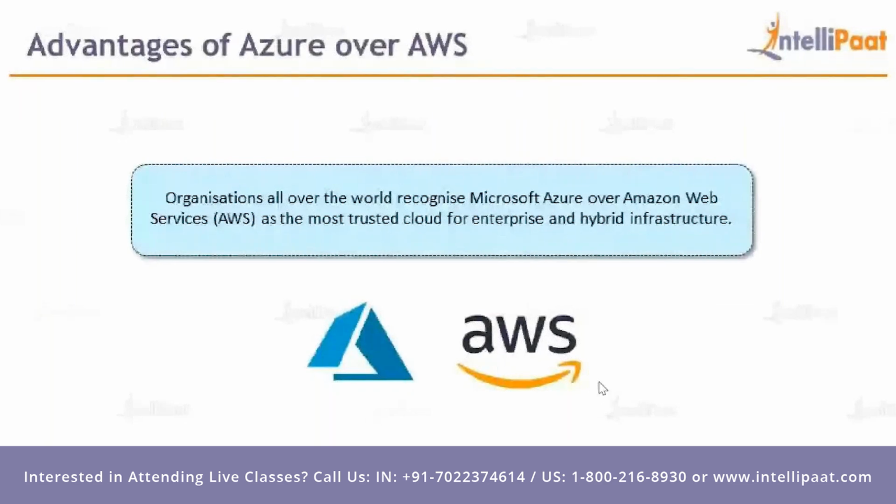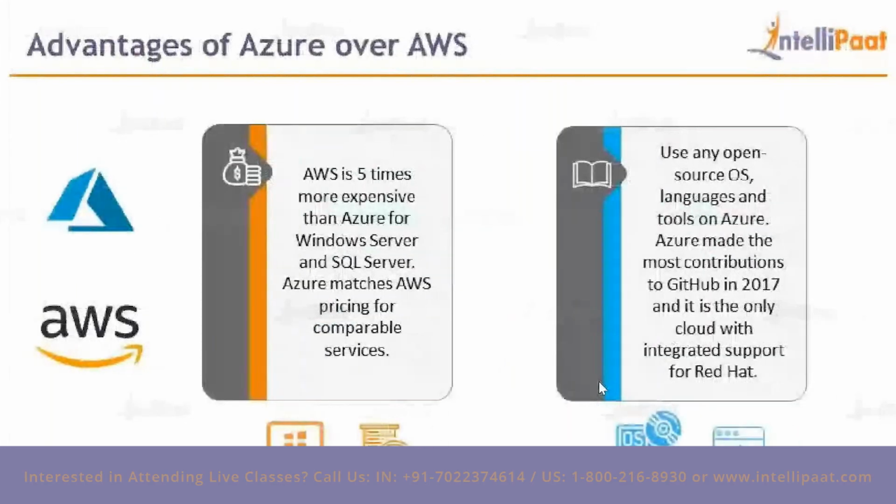Now, the first thing is, AWS is 5 times more expensive than Azure for Windows Server and SQL Server. Even though AWS also provides Windows Server and SQL Server, when the cost comes into the picture, Azure is 5 times less expensive. For other services and platforms, the pricing of Azure and AWS is comparable. So if someone has to use Windows Server and SQL Server as the major thing, they will obviously prefer Azure as it is cheaper.